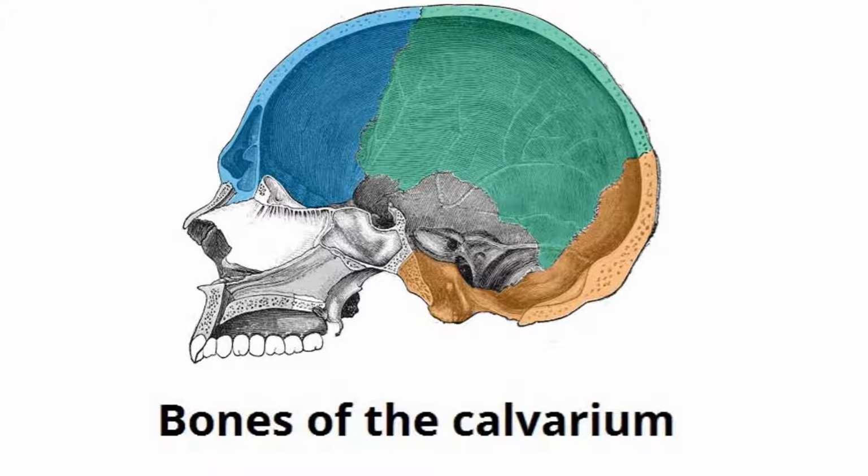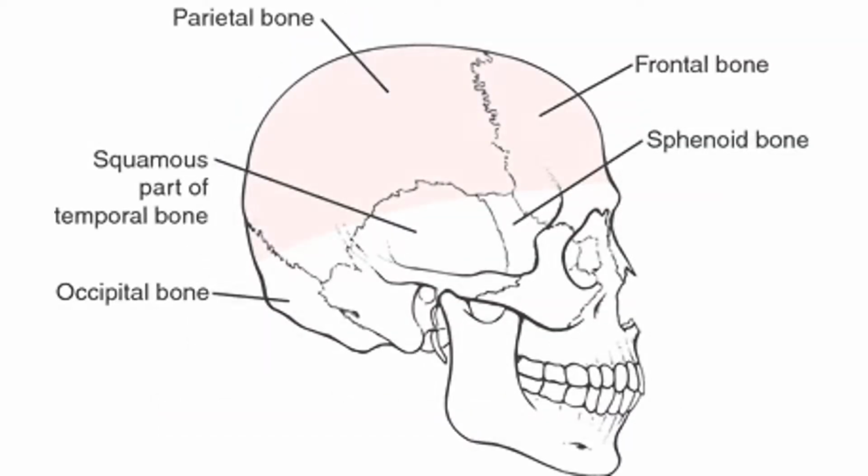The cranium is made up of a number of flat bones that are formed directly by intramembranous bone formation, without cartilaginous precursors. These bones are the frontal bones, the parietal bones, the occipital bone, the greater wing of the sphenoid bone and the squamous part of the temporal bone. The calvarium has a neural growth pattern.